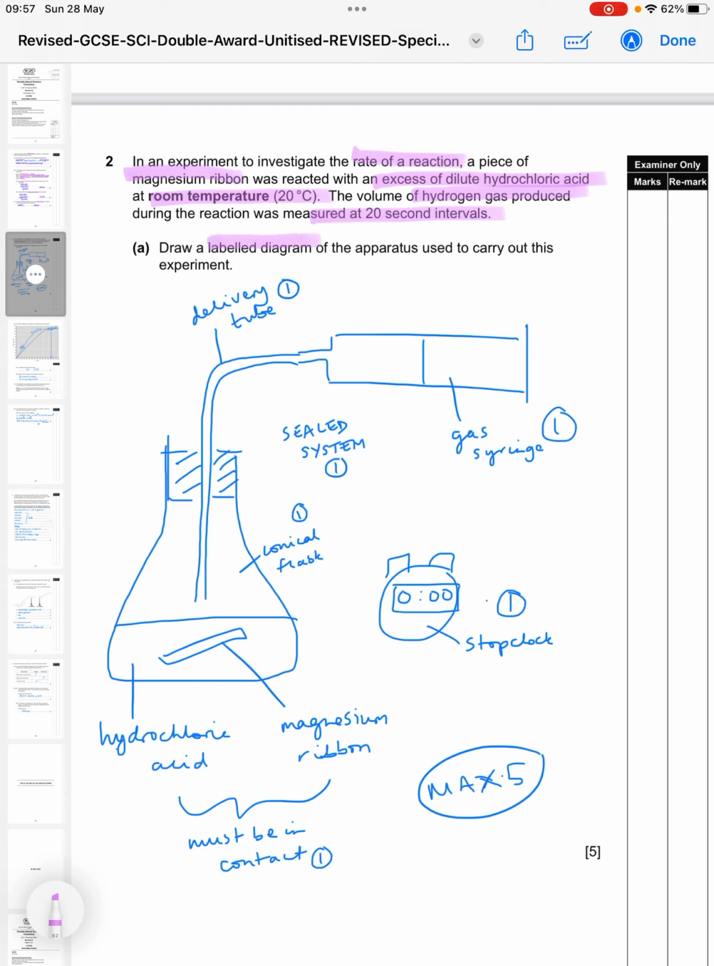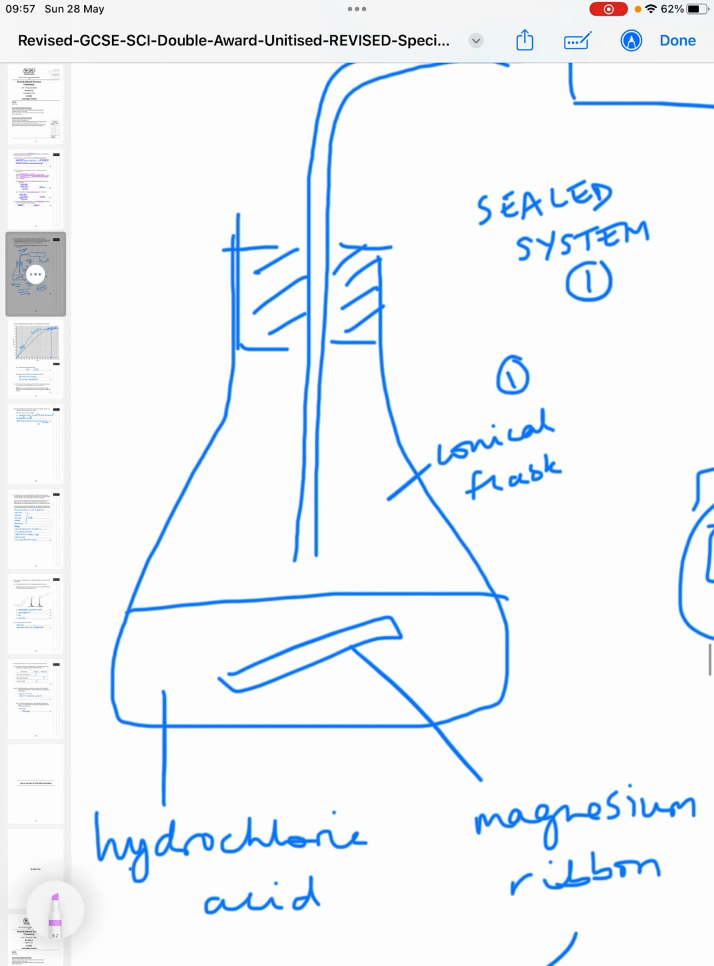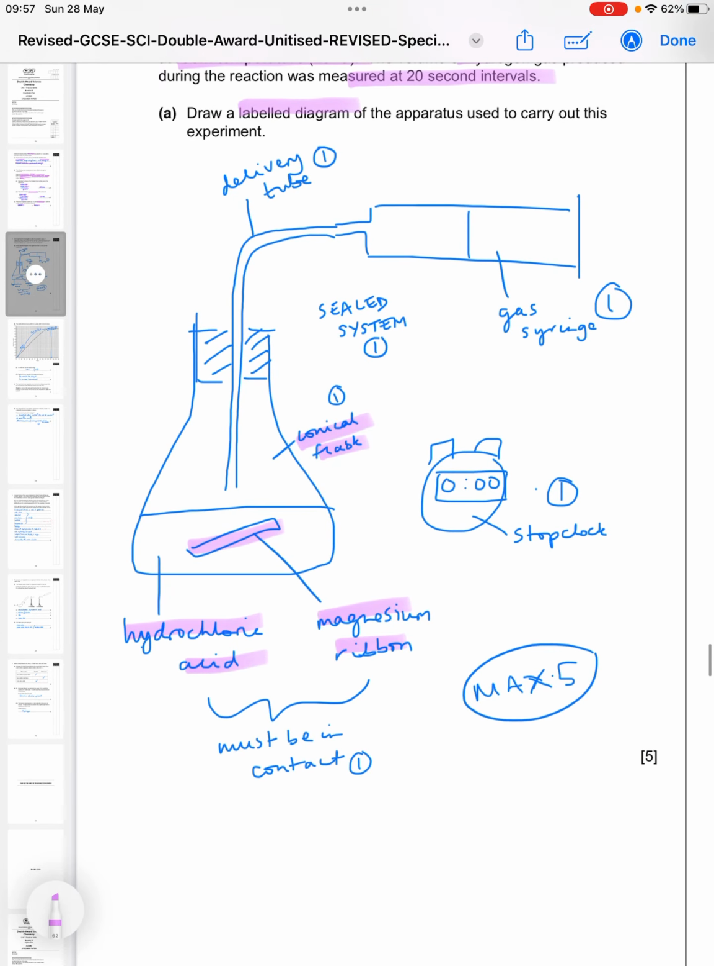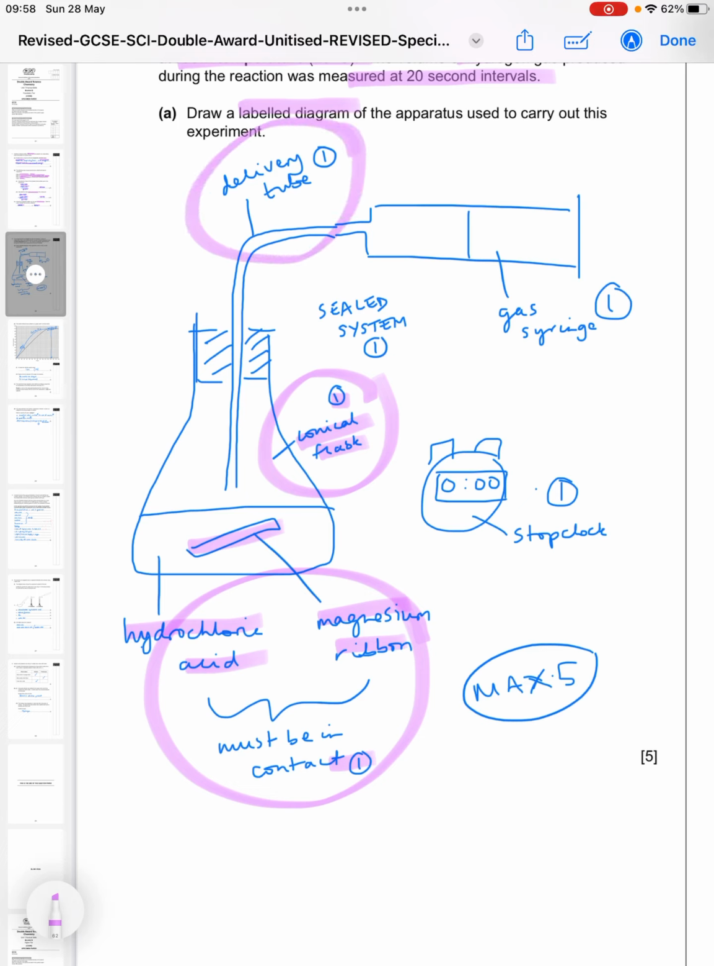So, first thing we need is something to react the magnesium ribbon and the hydrochloric acid in. So I've drawn a conical flask and I have labelled both the hydrochloric acid and the magnesium ribbon, and it said in the mark scheme that they must be in contact, and that's 1 mark. The conical flask is your 2nd mark. 3rd mark was for having a delivery tube going from the conical flask to a gas syringe.